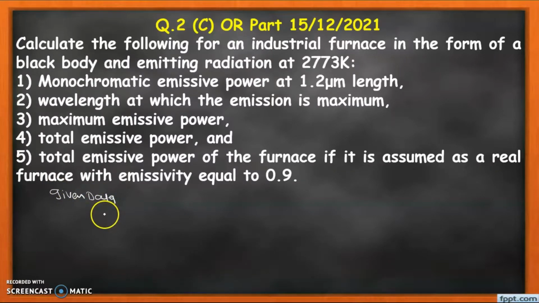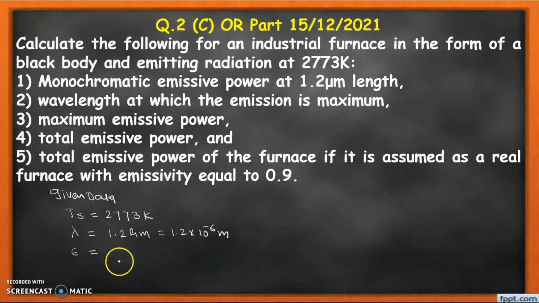The data given here is the temperature of the surface, that is the temperature of the furnace. So we take it as the surface temperature, that is 2773 Kelvin. The lambda for the calculation of monochromatic emissive power is given, and that is 1.2 micrometer, so it becomes 1.2 into 10 to the power minus 6 meter. Then the emissivity for the calculation of real emission from the surface is given, and that has the value of 0.9. So this data is given.